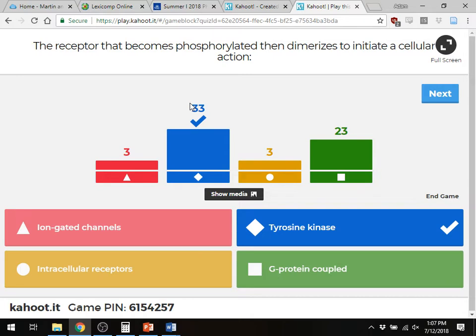And then G-protein coupled, remember what those look like? Seven transmembrane segments, but once they get bound, you're going to see the inactive G-proteins get activated once they're phosphorylated with GTP, if you remember that, okay?